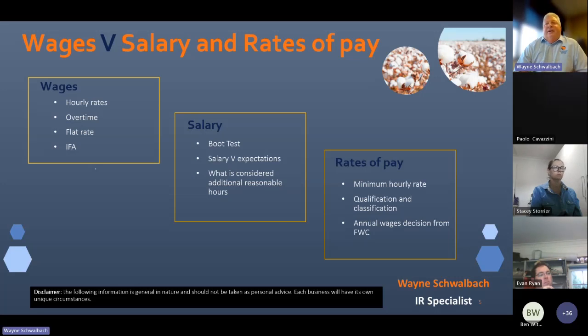Just a couple of questions here. Is it a legal requirement to pay leave loading of 17.5%? Yes, if it's in the award. Everything's governed by the award, so yes, 17.5% needs to be paid. That's part of the National Employment Standards.